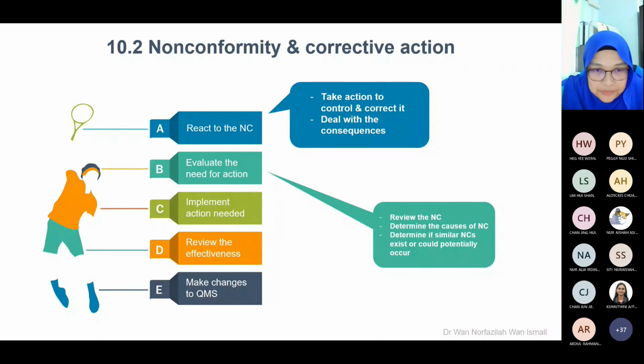Thank you guys. Okay. Next, after you implement the action needed, review whether it is effective or not. Okay, just now we are talking about the review of the effectiveness. Dah bagi nasihat, efektif ke tak? Tak. Kita pergi ke next corrective action. Bagi motivasi. Efektif ke tak? Tak, efektif juga. Report kat doktor. Efektif ke tak? Okay, so review the effectiveness. Okay, make changes to the quality management system if needed. Okay, we make the changes to the quality management system if we need to do the corrective action.